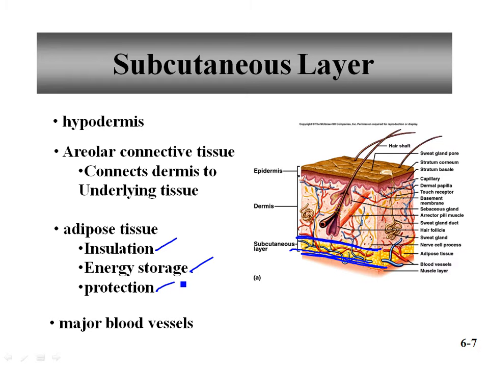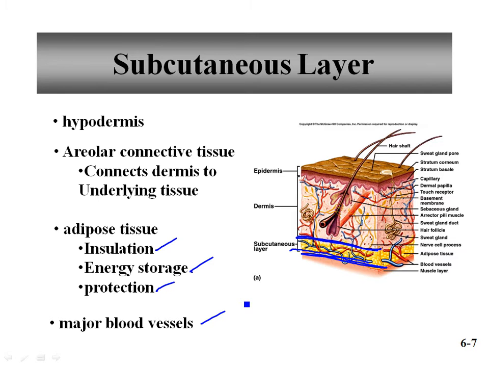Adipose provides a nice soft cushion. Some of us have more cushion than others. It also makes female skin soft and curvy and gives that kind of appearance to it, but it is there for protection. You're also going to see a lot of major blood vessels found in the hypodermis or the subcutaneous layer.